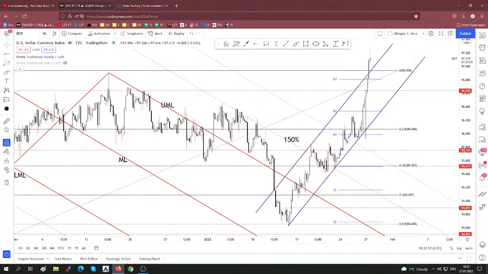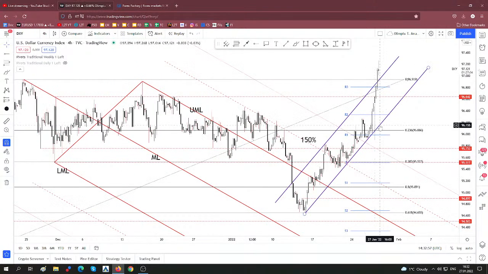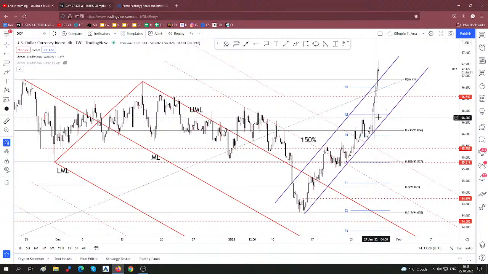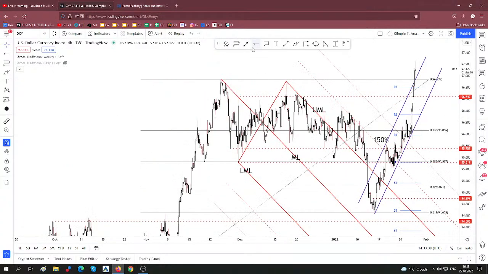So the dollar index has retreated from today's high of 97.26. Also because the US reported mixed data earlier: advanced GDP better than expected, advanced GDP price index better than expected as well, unemployment claims in line with expectations, durable goods orders worse than expected, core durable goods orders in line with expectations, and later pending home sales. It remains to see how the dollar index will react, but let's take a look here.